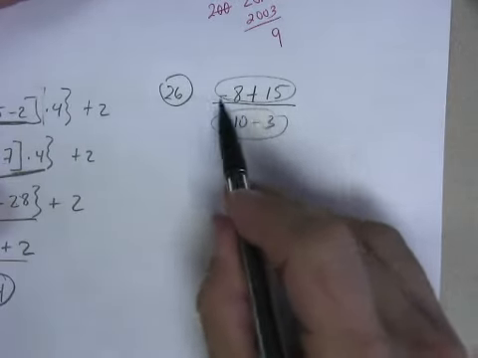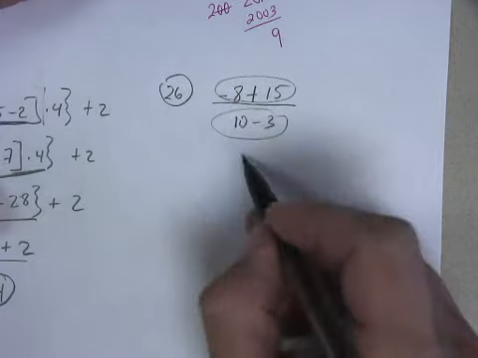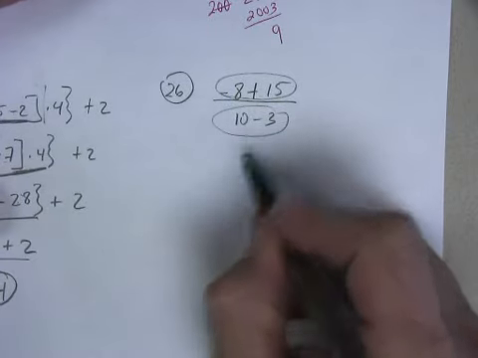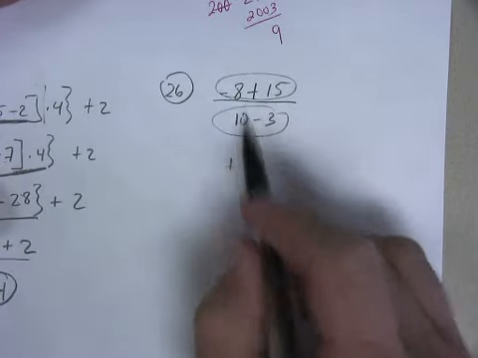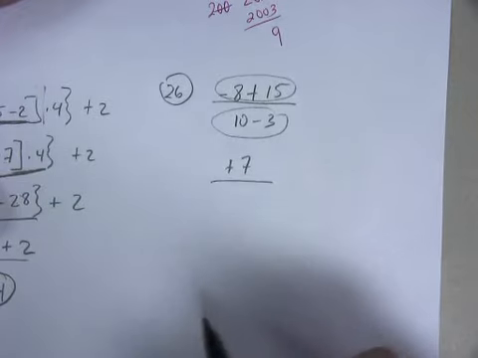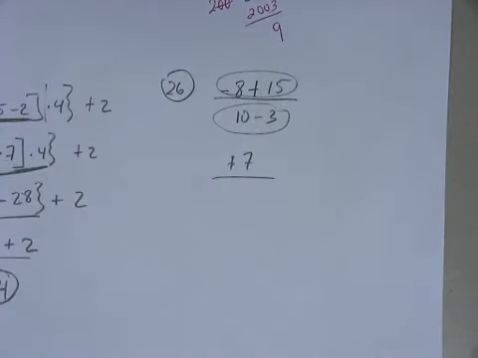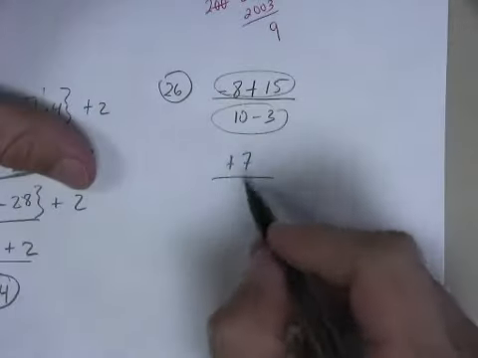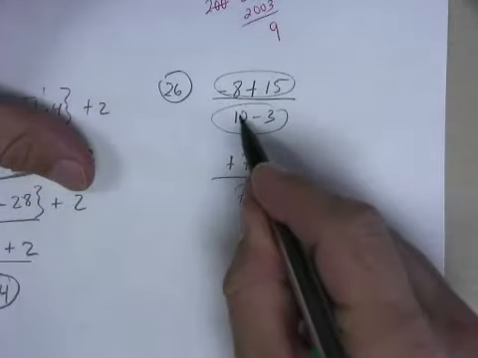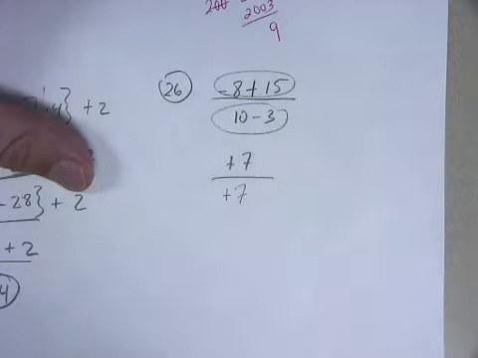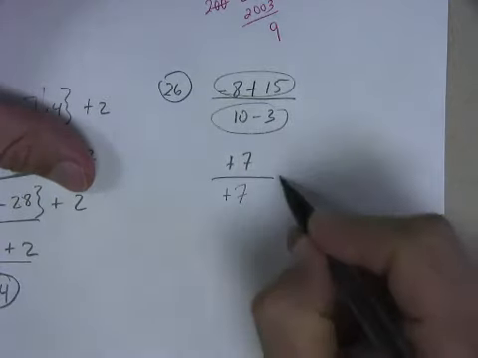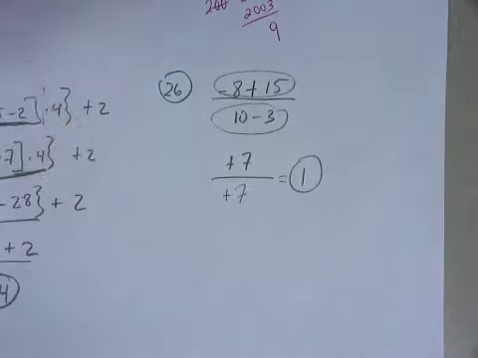The signs are different, so I'm going to subtract. 15 minus 8 gives us 7. We keep the sign of the larger number. 15 is bigger than 8, so I'll leave that as positive. On the bottom, we've got 10 minus 3. Signs are different, so I'll subtract them. That'll be 7. I keep the sign of the larger number. 10 is bigger. Then I divide those out, and that's 1. And there it is. Good luck on lesson number 11.